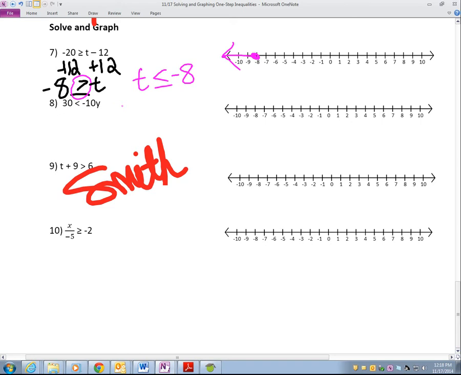Next for number 8. No, you guys are doing those two. We only have 2.5 minutes to do this. I'm going to work this out. You guys can work it out, see if you have it at the end.